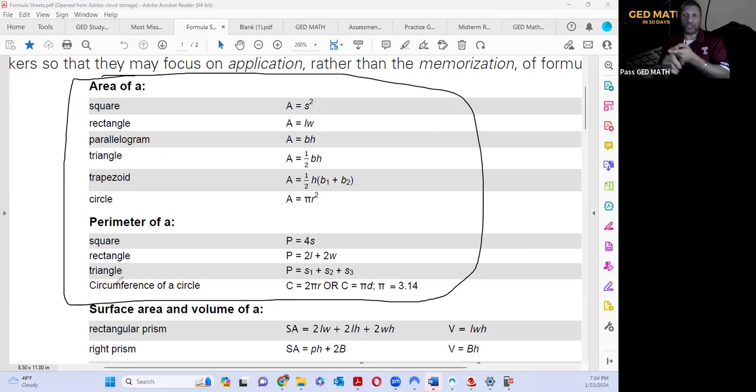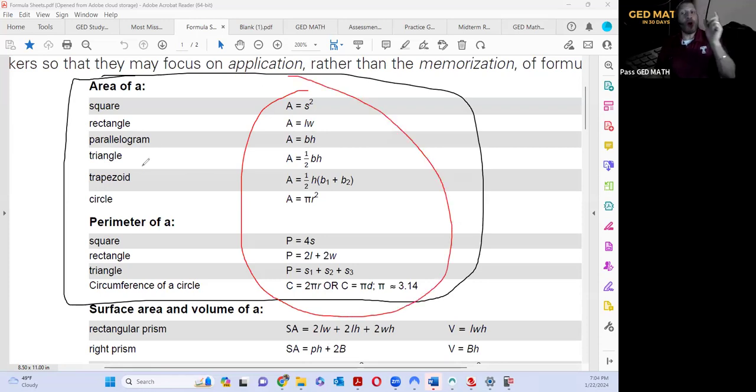Identify your given. What's the shape? What are they giving you? And here are all the formulas right here. So when you identify what's given, you plug them into the formula and then solve for the unknown. If you say, oh my God, I don't know how to do it, I can't, you're shutting off oxygen to your brain and your mind is saying, don't find an answer.